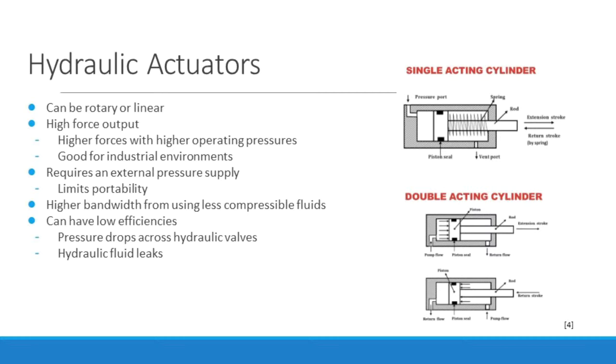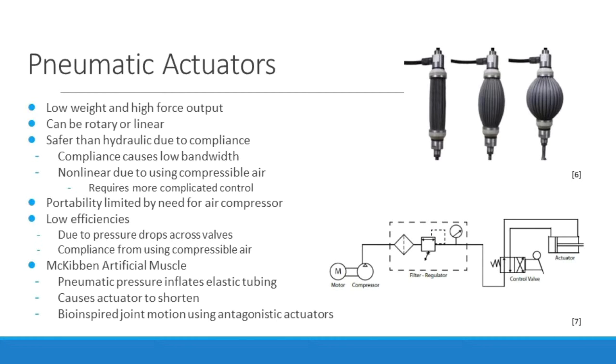Despite their high forces and bandwidths, hydraulic actuators can have low efficiencies from pressure drops across the hydraulic valves. Wear from use or poor design of a hydraulic cylinder can also result in fluid leaks, which further decreases efficiencies and force outputs. Pneumatic actuators use compressed air instead of a pressurized fluid to produce actuation forces.